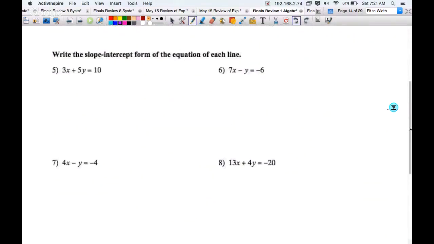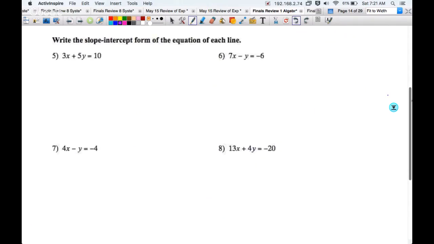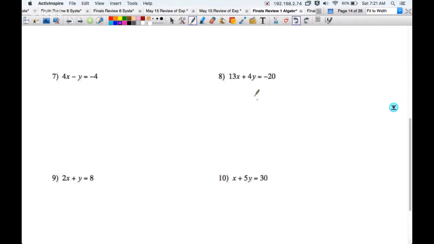Here we have some equations in standard form. The system for converting standard form to slope-intercept form is the same every time. Let's try it with number 8.